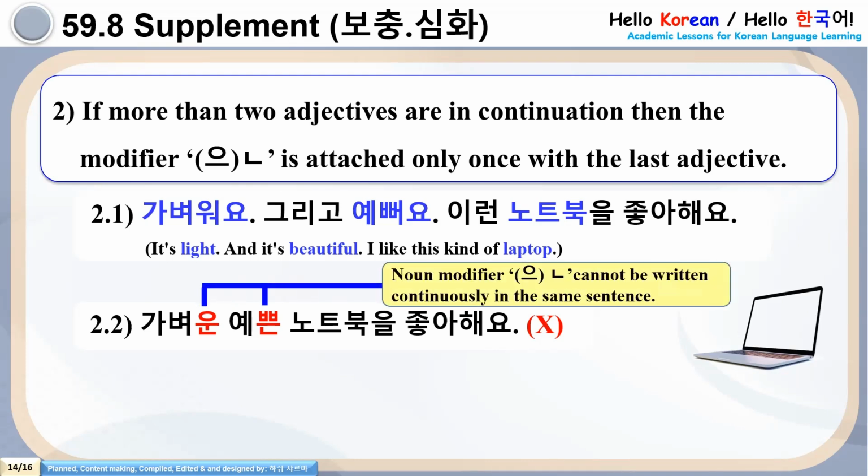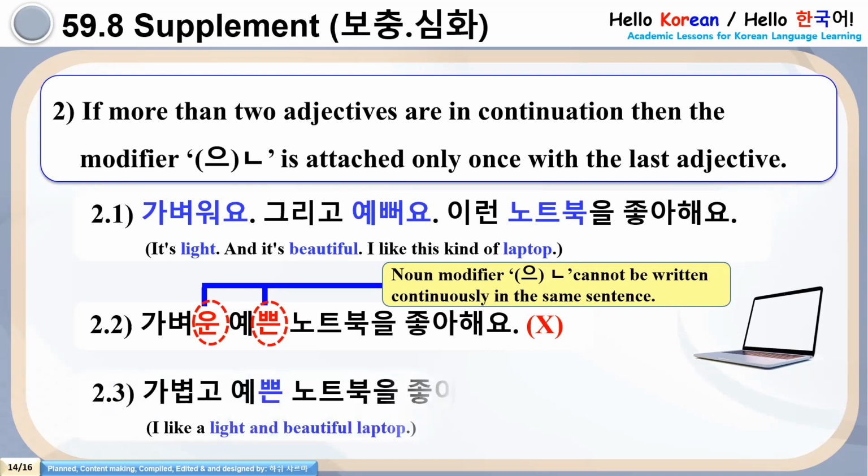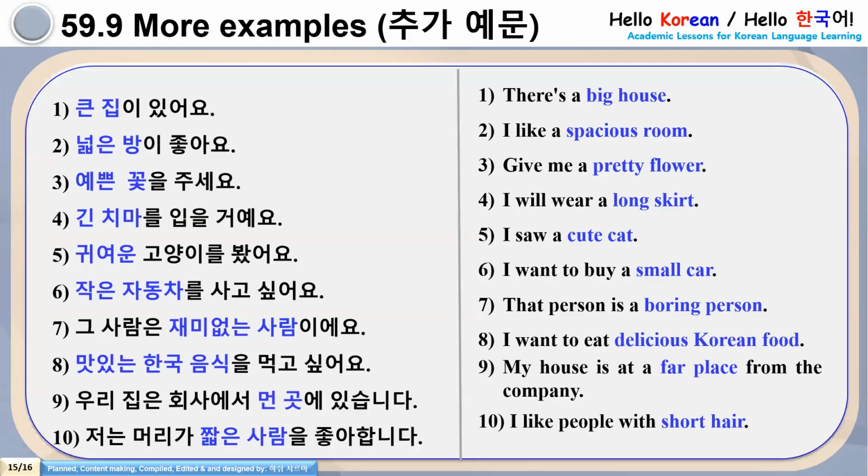Very simple. See 2.3. 가볍고 예쁜 노트북을 좋아해요. So this restriction is also very important. Please understand it clearly and memorize it. There are few more examples. Please keep focus on the un grammar.